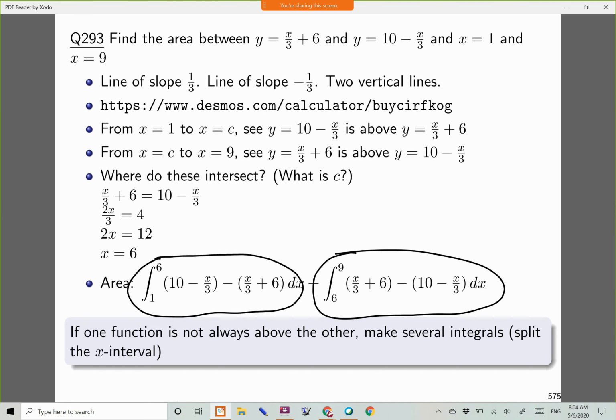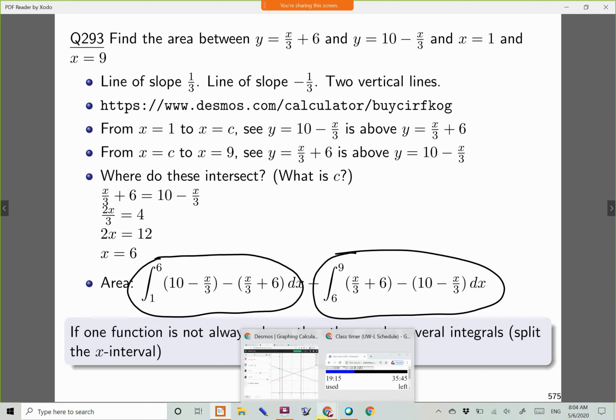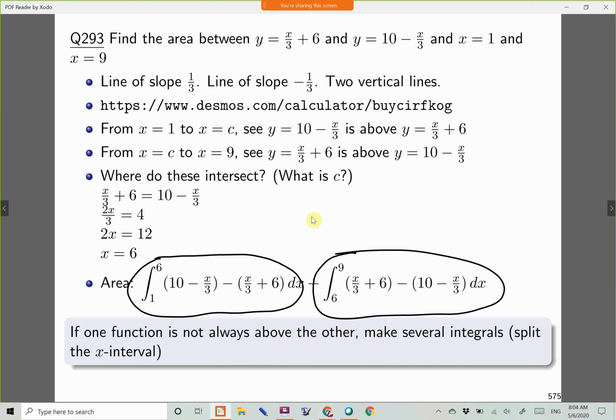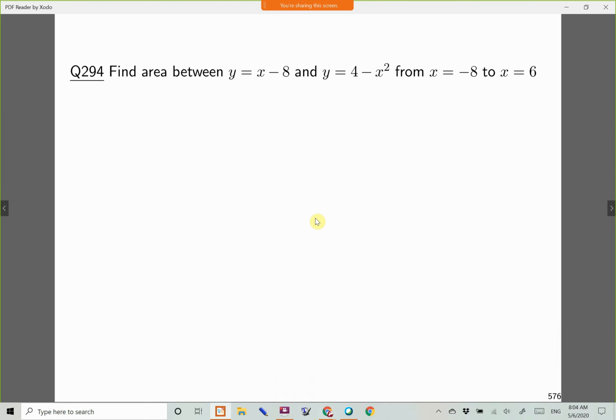So let's take a look at another one, unless there are questions on this one. Again, I think more than anything, it's a little hard to keep track of all the things when the picture keeps falling off screen. So let's try this all together. Find the area between y equals x minus 8 and y equals 4 minus x squared from x equals negative 8 to x equals 6.